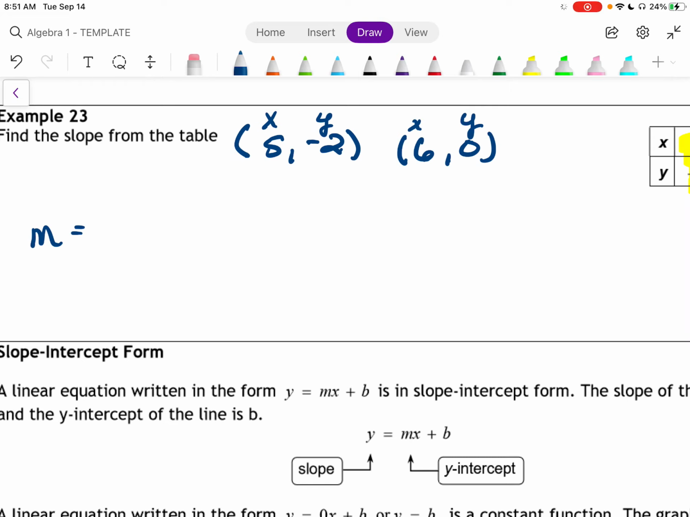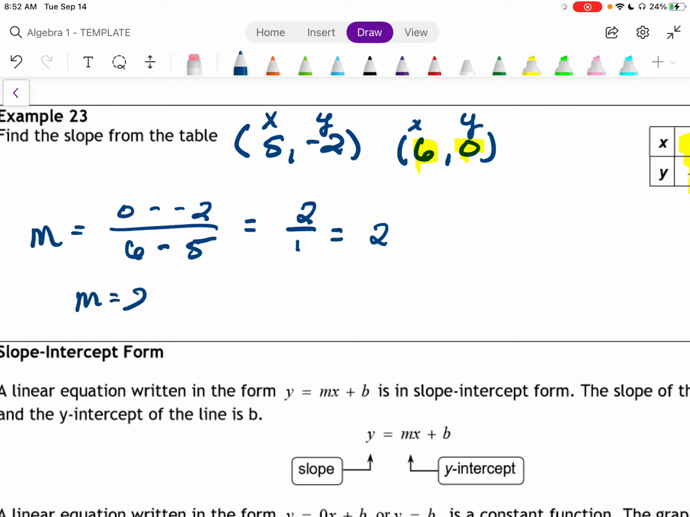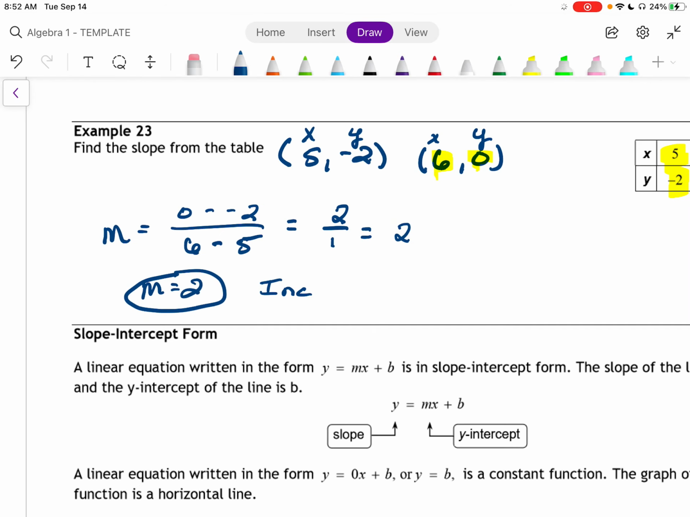So I do y minus y. I start off with my second point here, 0, and then minus, and then I have a -2. Now I go to my x's. 6 minus 5. The rest of the problem is just simplifying. So 0 minus -2 is going to be a +2. 6 minus 5 is 1, and we can write that as just a plain old 2. So our slope m equals 2, and this would be an increasing line, an increasing function.